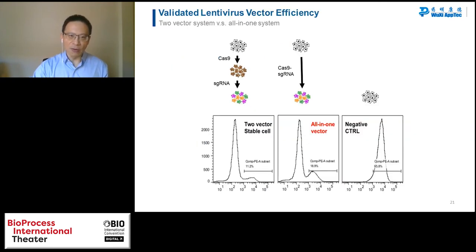We use both all-in-one vector systems and two-vector systems for our screening. In our hands, the targeting efficiency of these two different systems is not significantly different in most of the genes we have studied. So the choice of one vector system or two vector systems in the end very much depends on the experimental design, the timeline, as well as the cost associated.